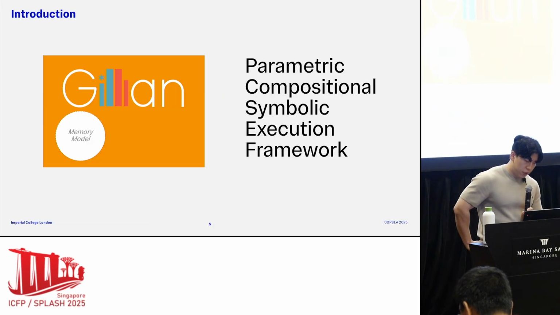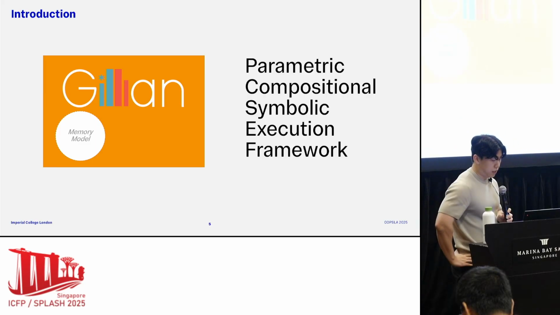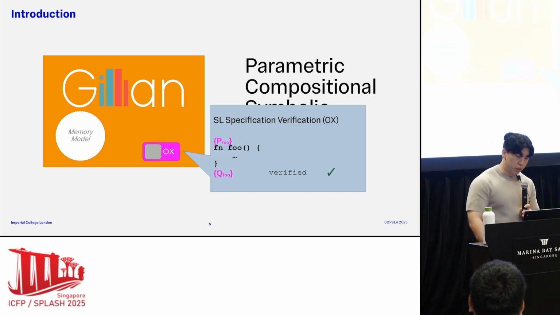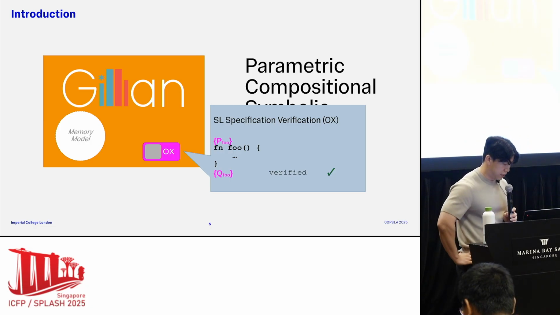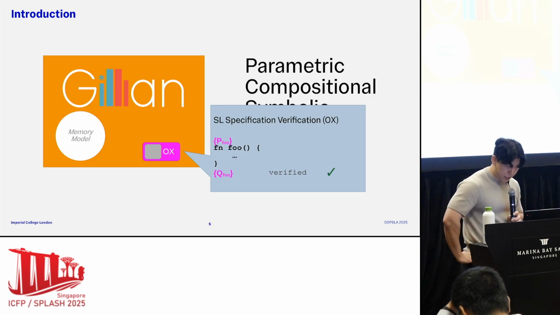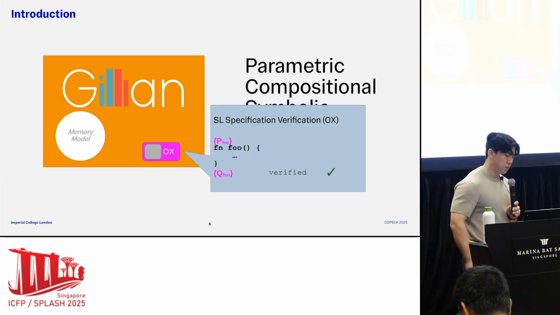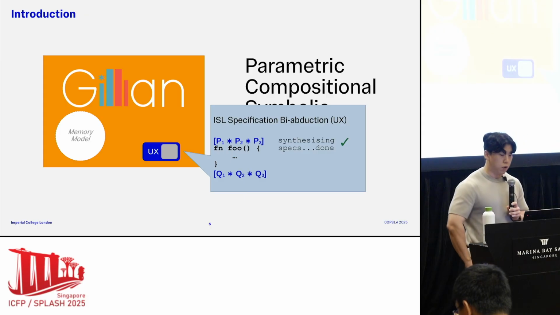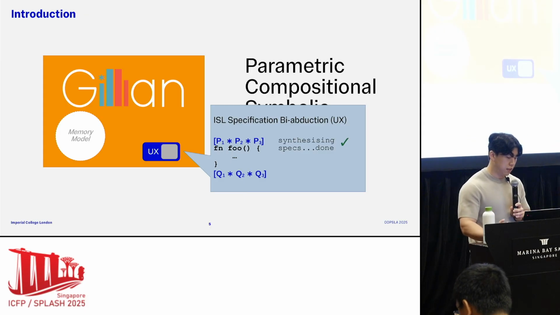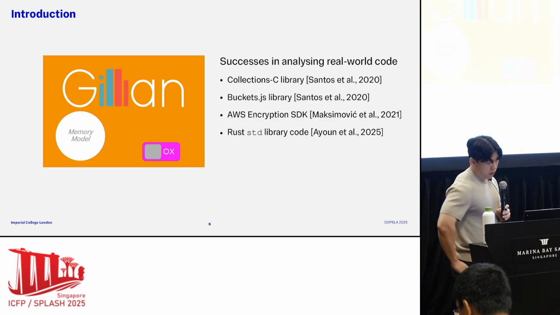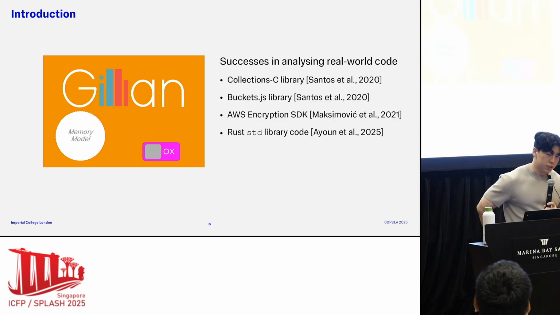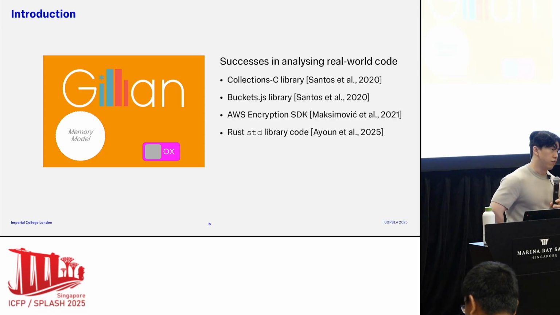And finally, there's another feature that's absent in other similar tools like Viper or VeriFast. It's the ability to do not only separation logic-based specification verification in an over-approximate style, but also incorrectness separation logic-based automatic specification synthesis through biabduction, which is an under-approximate analysis. So Gillian's pretty versatile, and it has been successful in terms of analyzing real-world code in the past.